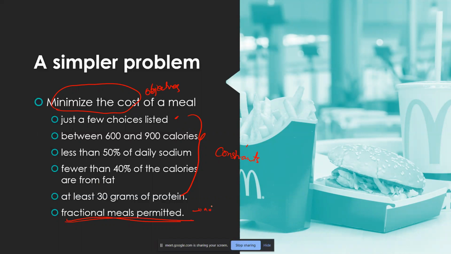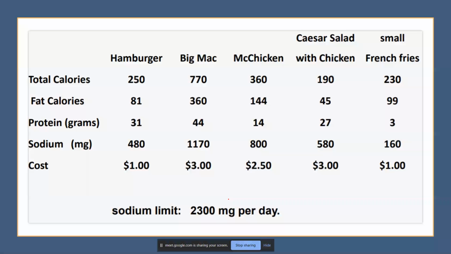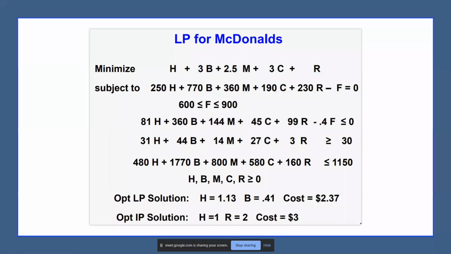Okay? Ngayon, for this case, fractional meals daw ay permitted. Ibig sabihin, not an integer. Hindi siya integer programming. Ngayon, tinabulate niya. Ito, 250, yung hamburger, yung calories, fat, protein, sodium, cost, and other limitations. Andito na rin. Ngayon, nag-create na siya ng linear programming for that 1-week diet, kagaya ng ginagawa natin kanina.